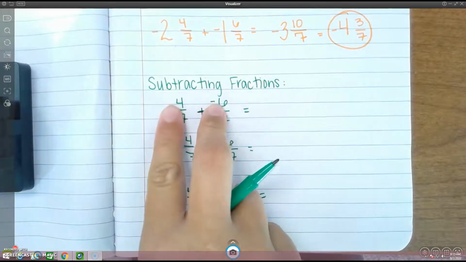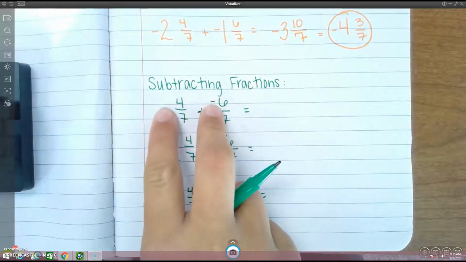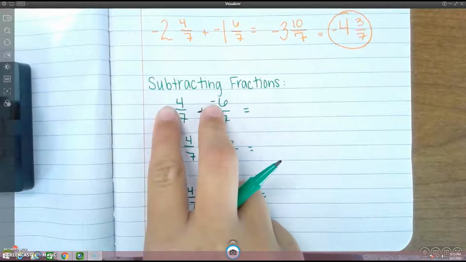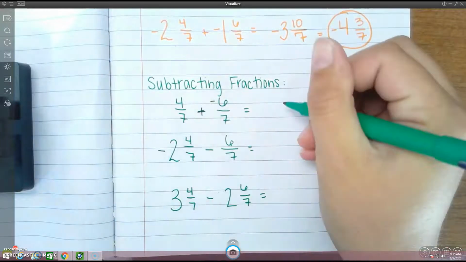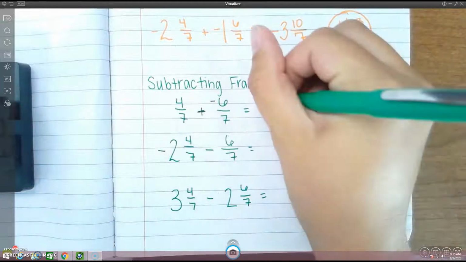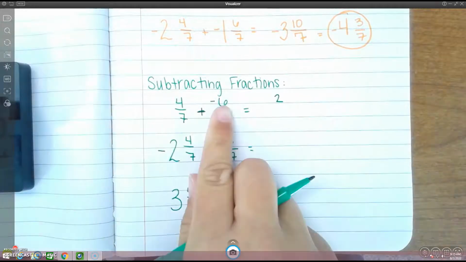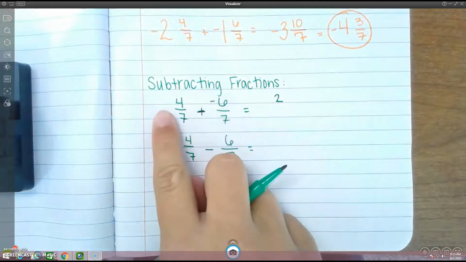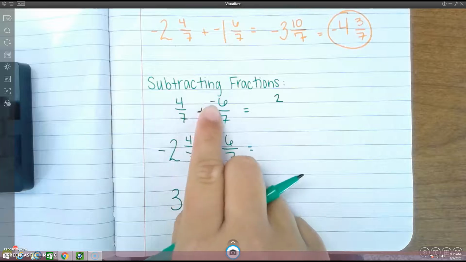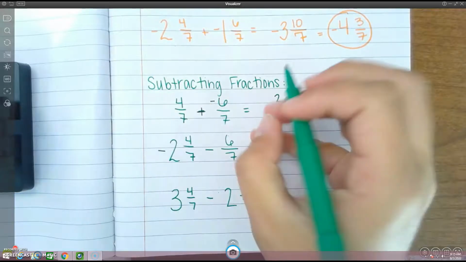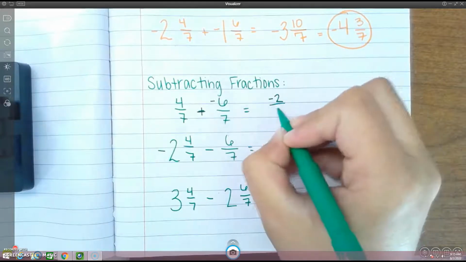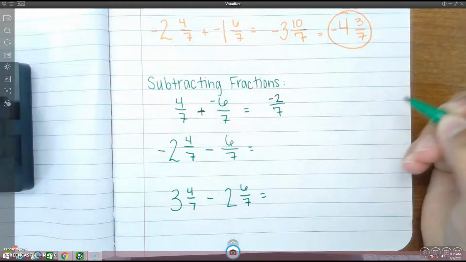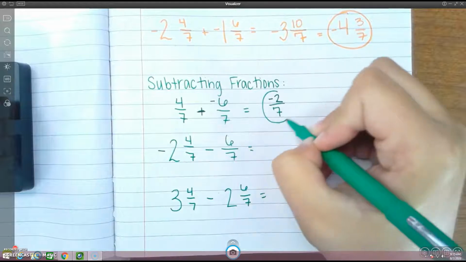So now since we have different signs, we have a positive and a negative, that means that we need to subtract these numbers. So 6 minus 4 is 2. Is it going to be a positive 2 or a negative 2 though? Well, 6 is bigger than 4 and the 6 was negative, so I need to keep the negative sign. And then once again, just keep your same denominator. So our answer is negative 2/7.